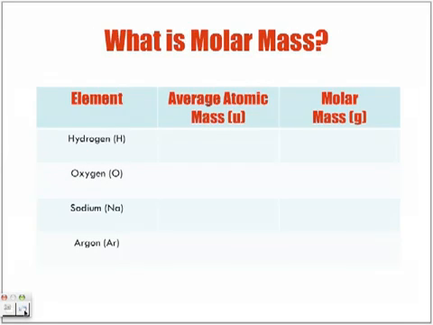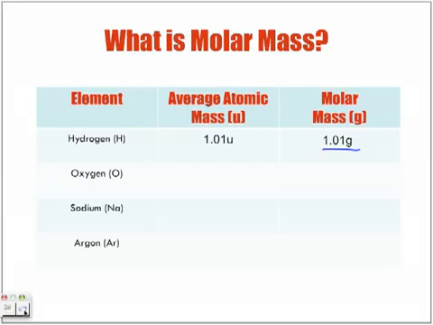So let's look at it in this table. We have hydrogen. What is the average atomic mass? 1.01, right? So 1.01 U. But if we're looking at it in terms of molar mass in grams, we just remove this U and write 1.01 grams. So in 1 mole of hydrogen, we have 1.01 grams. So 1.01 grams of hydrogen in every 1 mole of hydrogen.